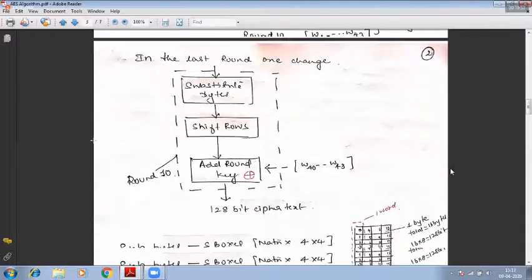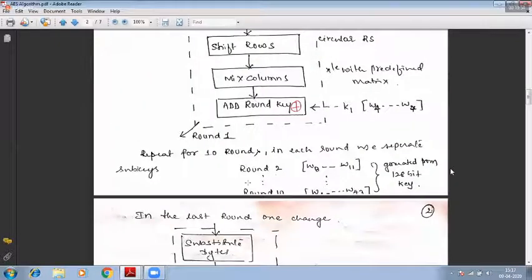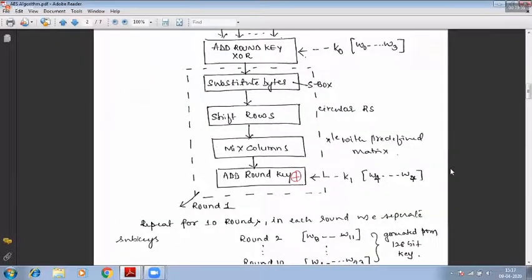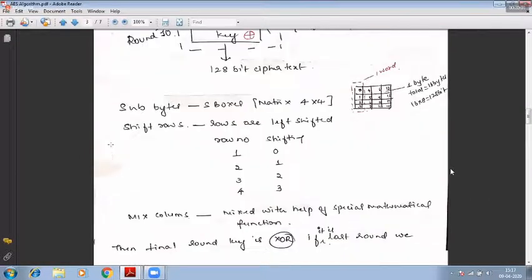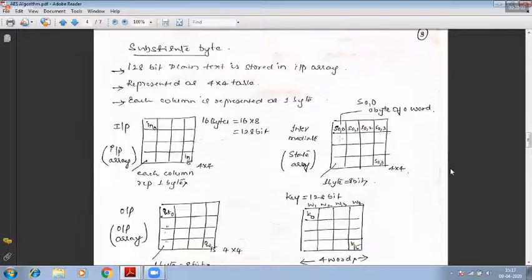So let me go into the first one, that is your substitution byte block. If I go into the substitution byte block, this is how we represent the input, the intermediate state and the output state. So basically what is your substitution byte? It's nothing but an S box combination. What is the input I get to your S box? It is nothing but a 128-bit plain text. How will this 128-bit plain text be represented? It will be represented in the form of an input array. Basically it is nothing but a 4 cross 4 table.